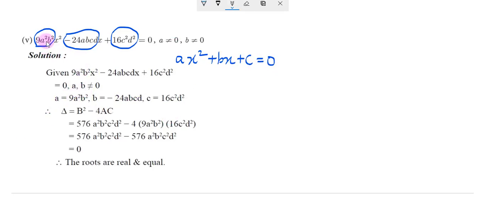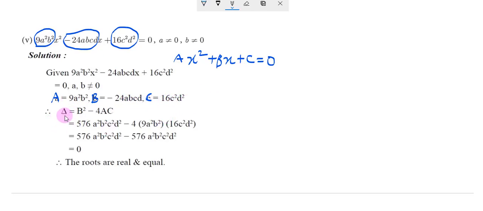We already have small a, small b, small c, small d, so for convenience I change the general form to capital A x square plus capital B x plus capital C equal to 0. Understood? So just compare. A equal to 9a square b square, B equal to minus 24 abcd, and C equal to 16 c square d square.